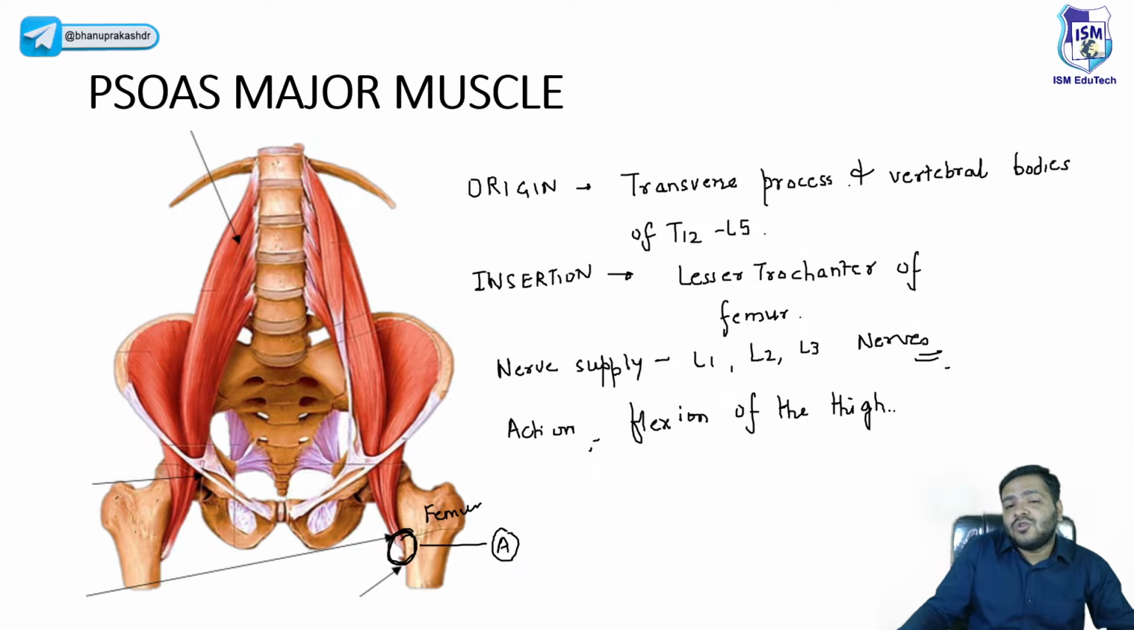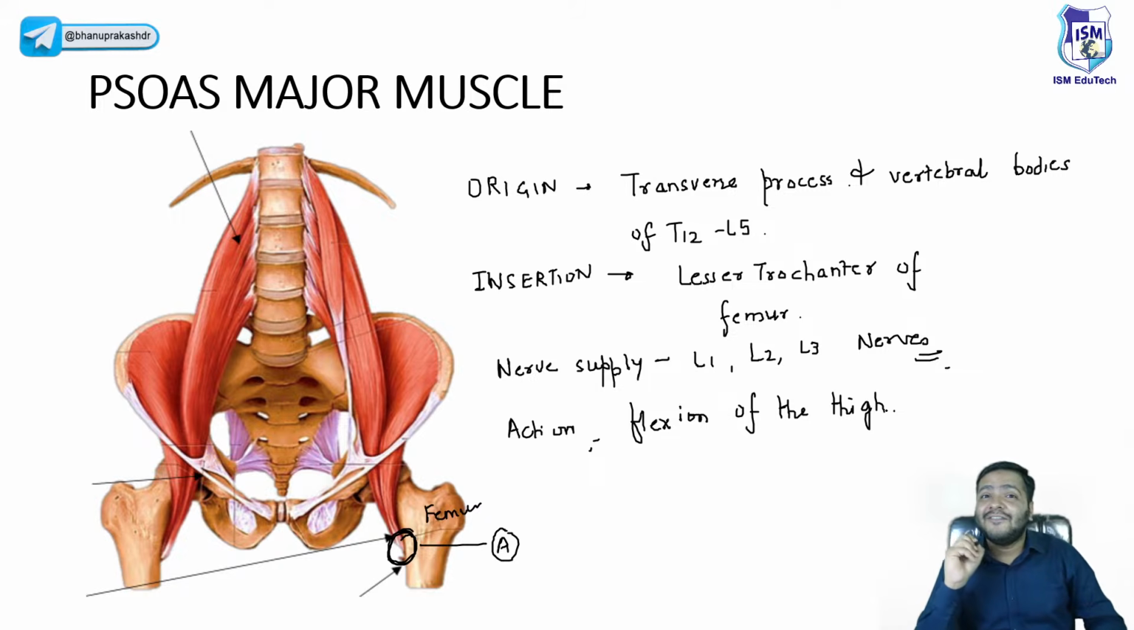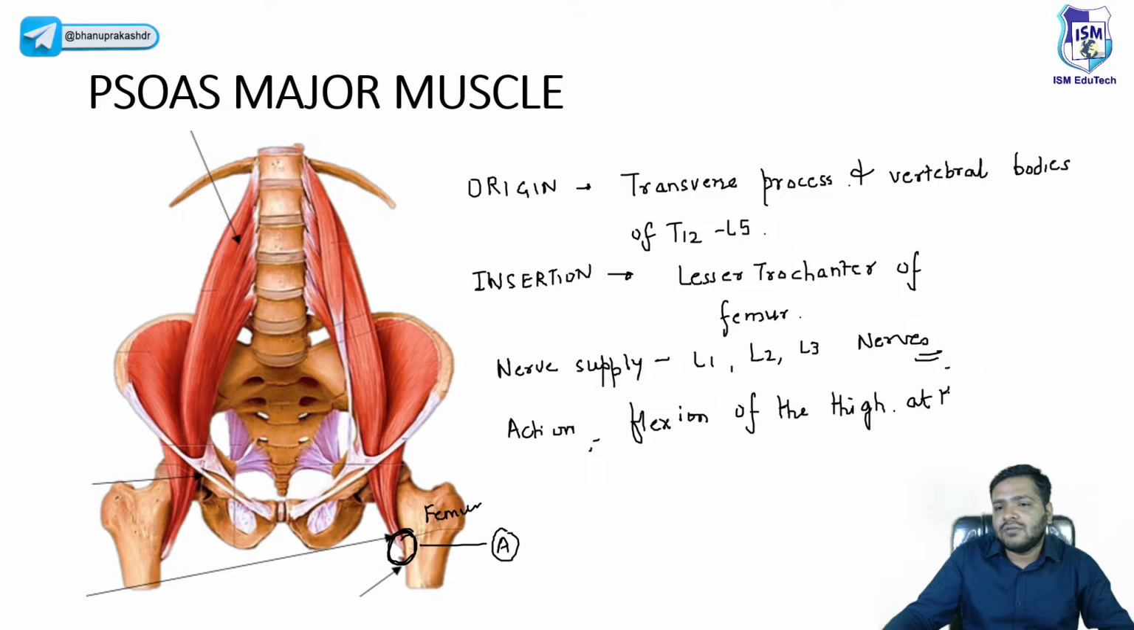I have already taught this in the general anatomy video, beta. What does flexion mean? Flexion means decreasing the angle between the two parts. Flexion of the thigh at the hip joint, right? So yes.